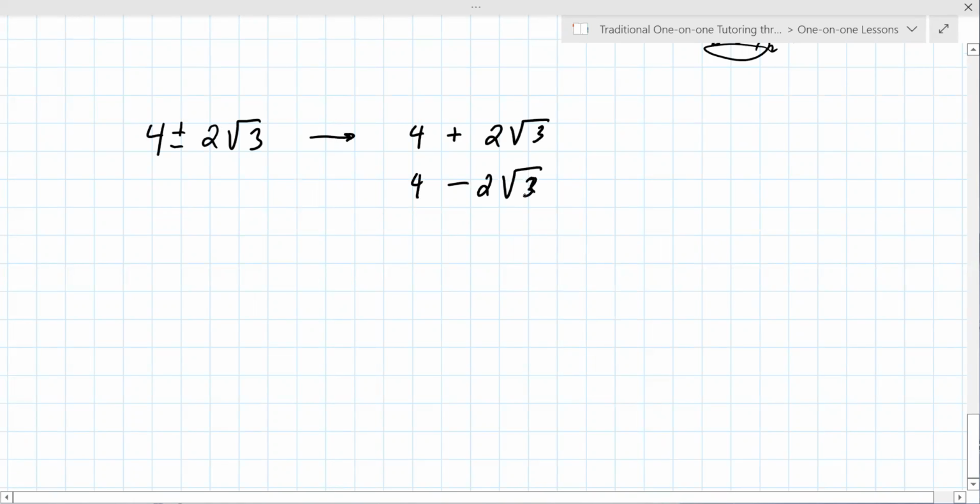You probably remember this from class. Maybe you had to write this out. Now, if we were to add these vertically, what is 4 plus 4? 8, right? But the next one, 2 square root 3 plus negative 2 square root 3, that becomes 0. Is that okay? Is that clear?